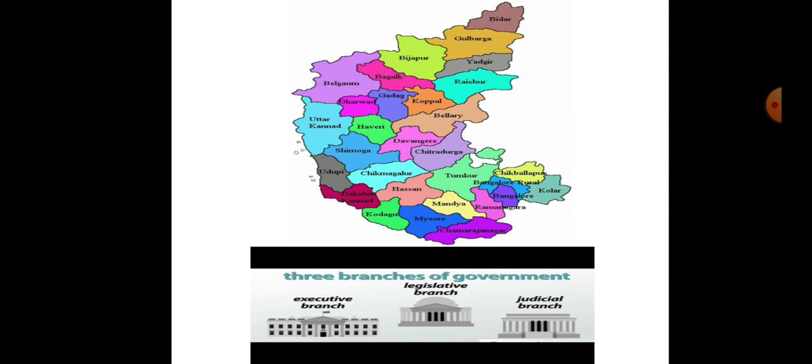Here is a map of Karnataka, and whatever laws are made by our state legislature are applicable to all the districts in Karnataka. The three branches of state government are legislature, executive and judiciary. Legislature makes the law, executive puts that law into practice or implements that law, whereas the judicial branch of the government interprets the law and also protects the constitution.